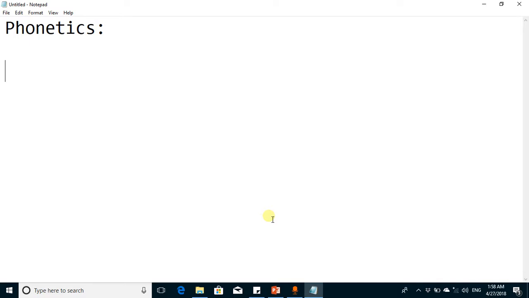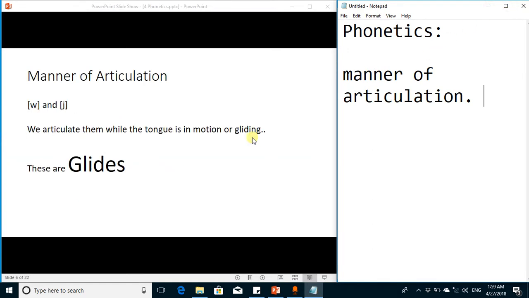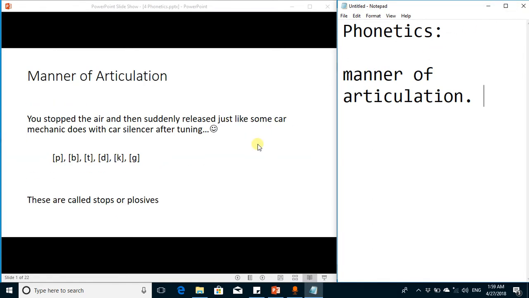Today we are going to discuss phonetics, and in phonetics we will discuss the manner of articulation, how we articulate certain sounds in any language. And let's start. In any language we can categorize the sounds into different categories.